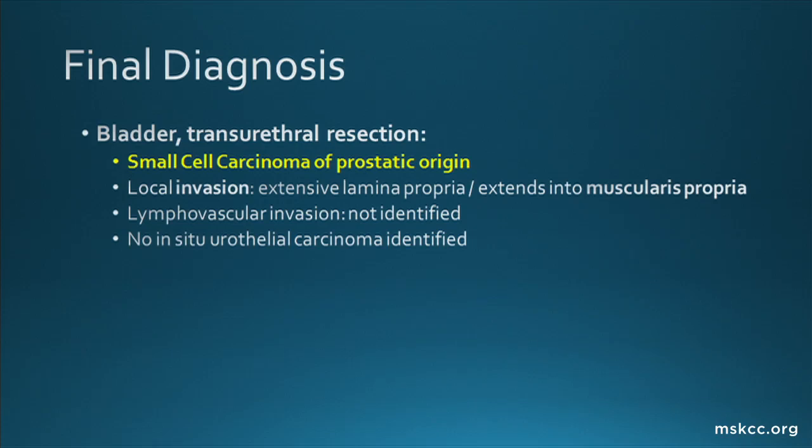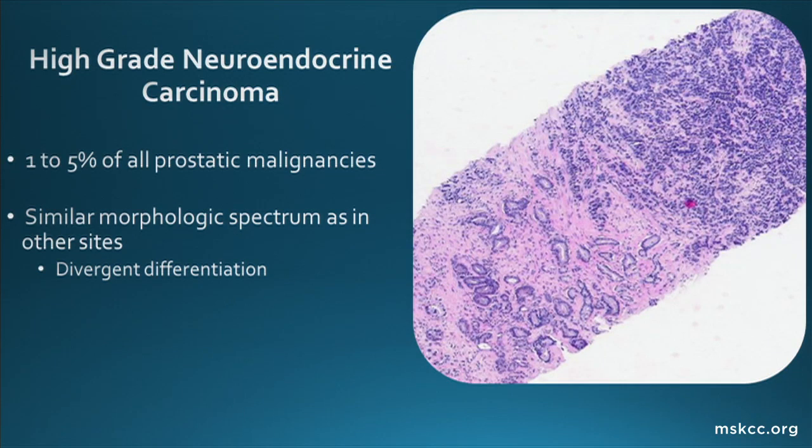Again involving the muscularis propria, in this bladder TUR specimen. What do we know about high-grade neuroendocrine carcinoma of the prostate or of prostatic origin? We're told by the older literature that this is 1 to 5% of all prostatic malignancy, and they show a similar morphologic spectrum as in other sites. And here you can see a lower-grade tumor divergently differentiating into a high-grade neuroendocrine small cell carcinoma.